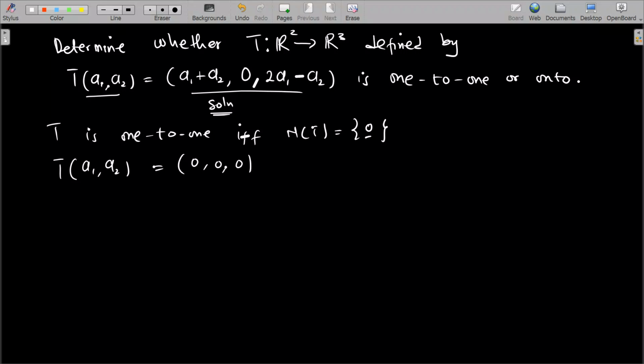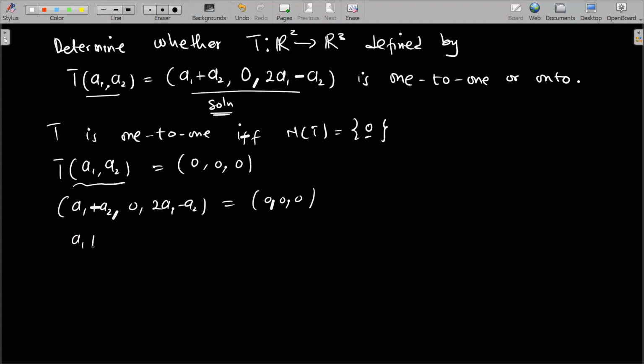The null space is all the vectors that when you transform them you get the zero vector in the codomain or in the range. So here T of a1 a2 is equal to 0 0 0. What does it mean? It means that if I transform this, I should get 0 0 0, right? When I transform that, the transformation is given by a1 plus a2, 0, 2a1 minus a2, which should be equal to 0 0 0. And here two vectors are equal.